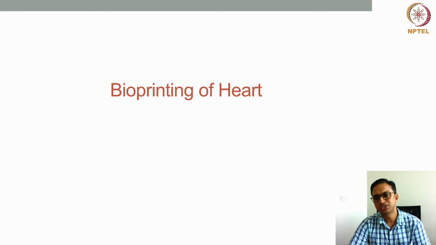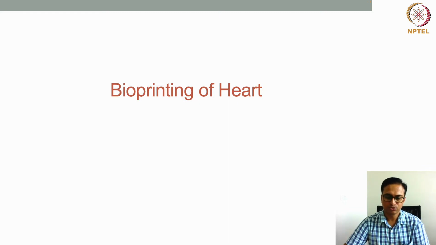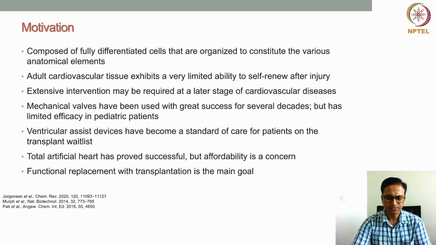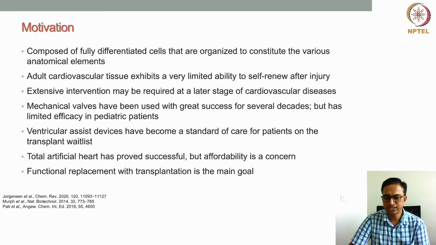So one such tissue is the heart. Here we'll discuss how we can print different heart structures, like a myocardial patch or maybe the whole heart model. How can we develop different types of heart structures with bioprinting? Before that, let us discuss why bioprinting of heart or heart-like structure is important. What is the need for this, and what are the different strategies?